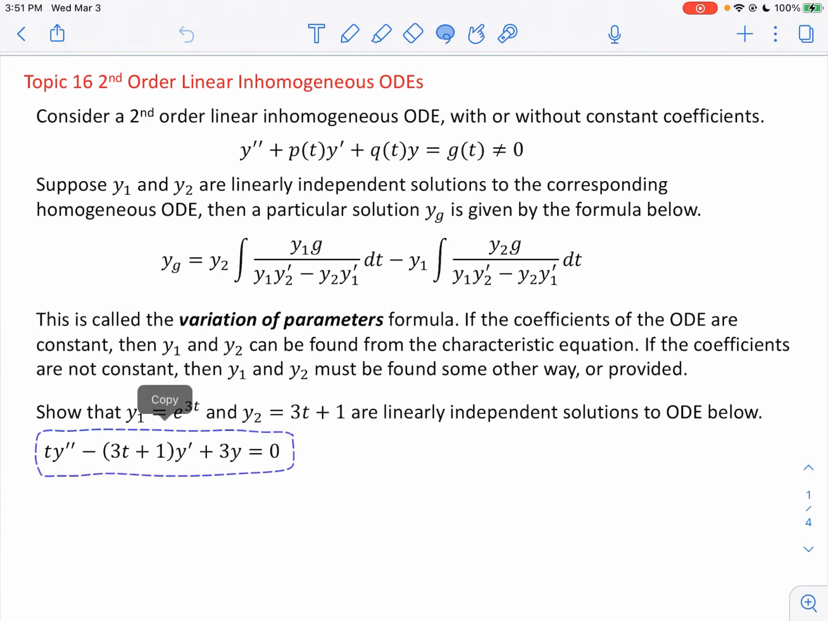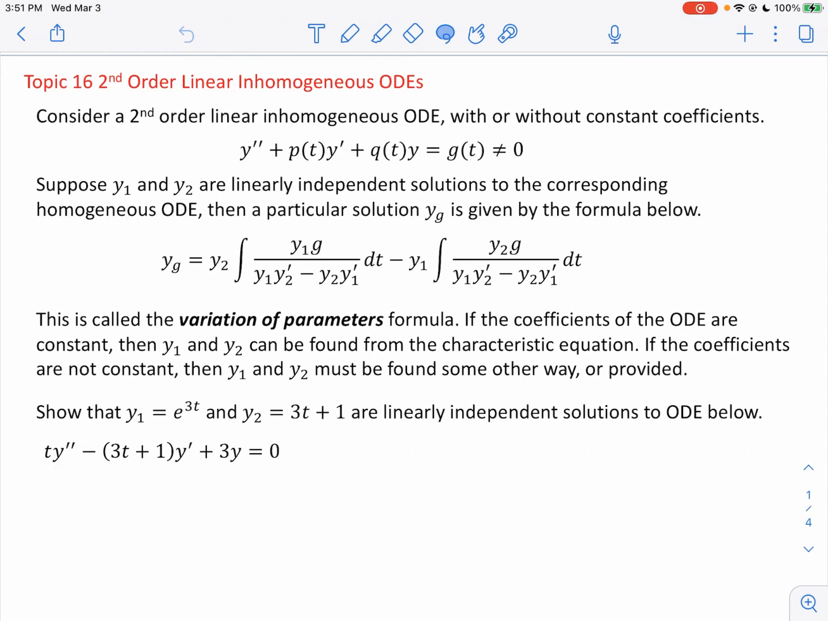Let's start with this homogeneous second order linear differential equation. Notice that it has a coefficient of t, not a coefficient of 1. So we could divide the entire equation here by t, so that we have a y double prime coefficient of 1 as in this general form. We'll do that in a moment, but right now all I want to do is have you show that these two functions, y1 and y2, are in fact linearly independent solutions to this homogeneous ODE, and it's homogeneous because there's a 0 on the other side.